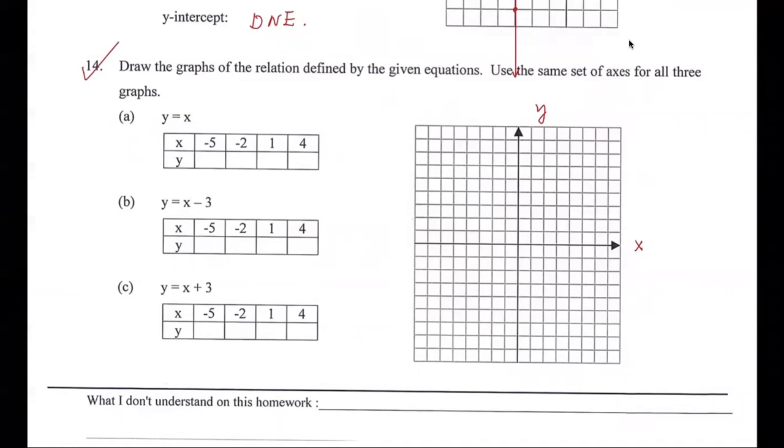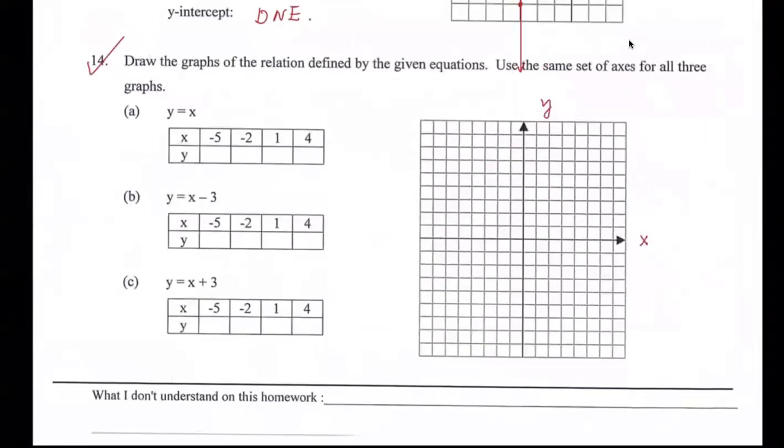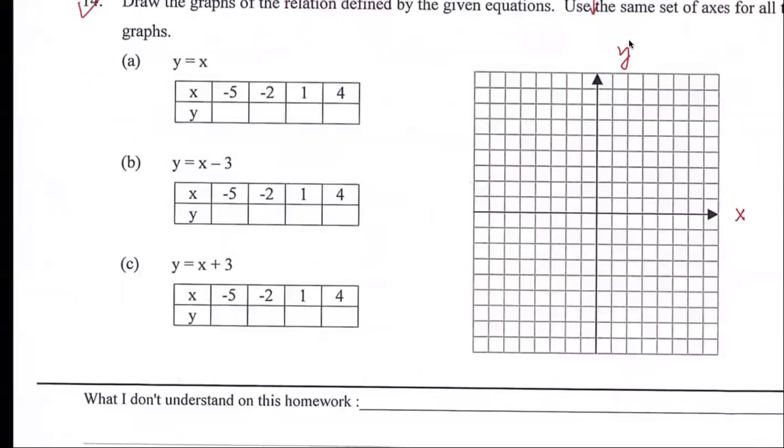So y is equal to x. Again, we know how to do this now. We take different x values and we find different y values. When x is equal to minus 5, y is equal to minus 5, because x and y are equal. So x is minus 2, y is minus 2; x is 1, y is 1; x is 4, y is 4. So let's plot these points.